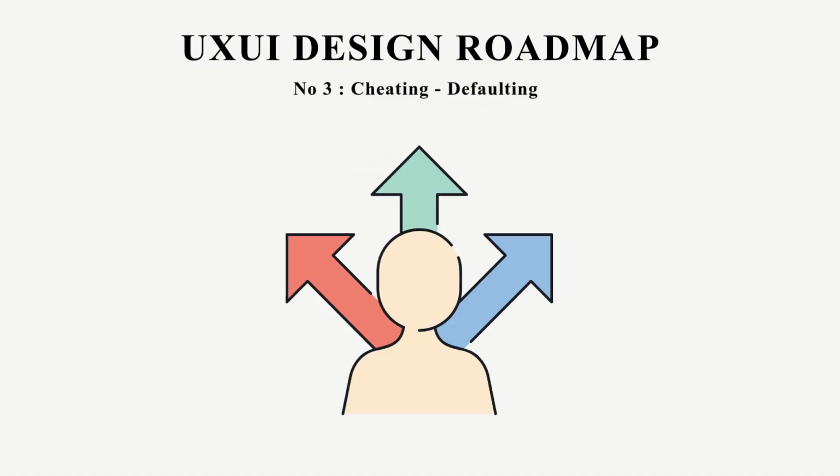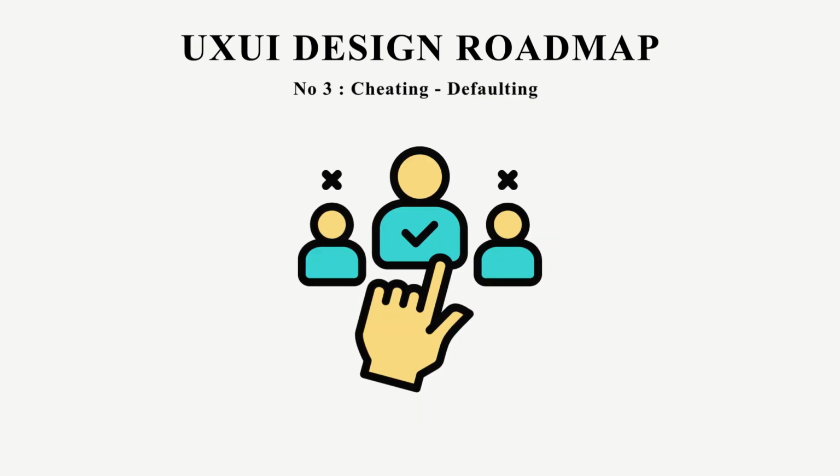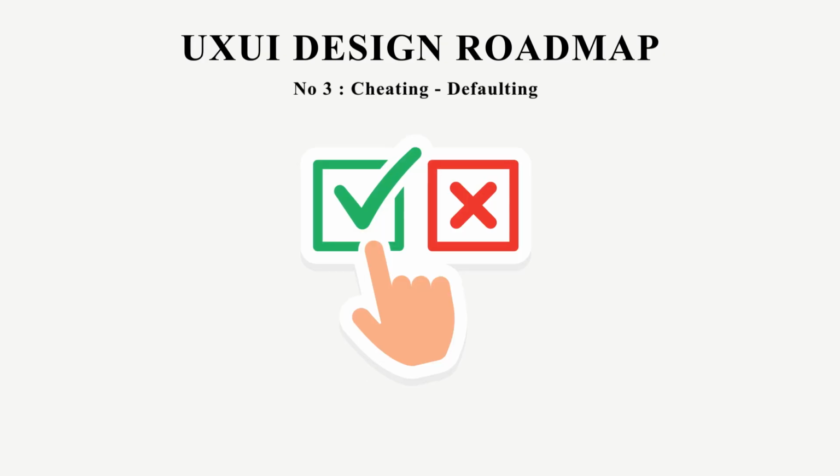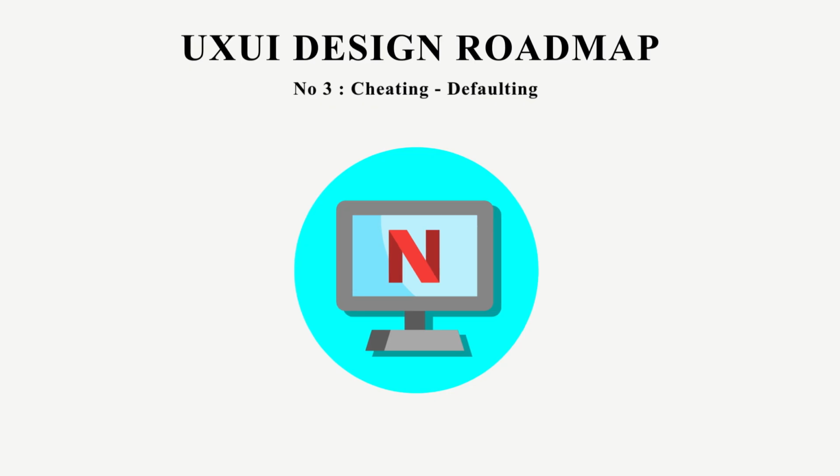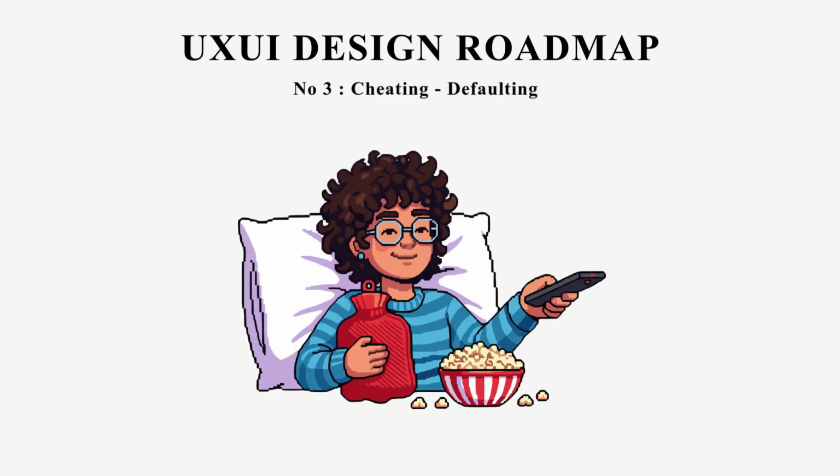Humans naturally prefer the easy option. This is why UX designers use something called defaulting. Defaulting means pre-selecting the best option for the user. When users see the default option, many will simply accept it because it saves time and effort. For example, when watching a show on Netflix, the next episode automatically plays. This makes it very easy for users to continue watching.